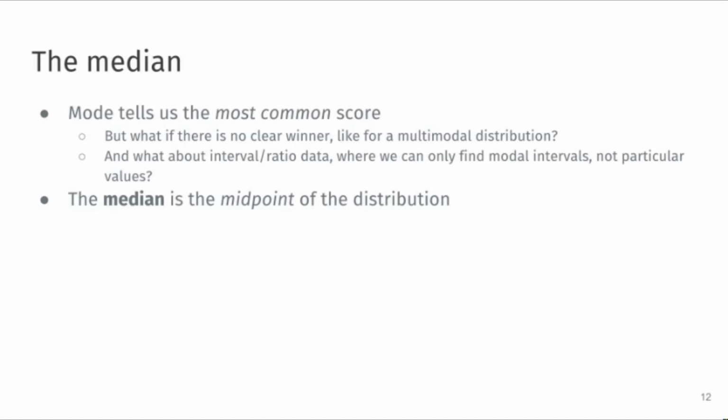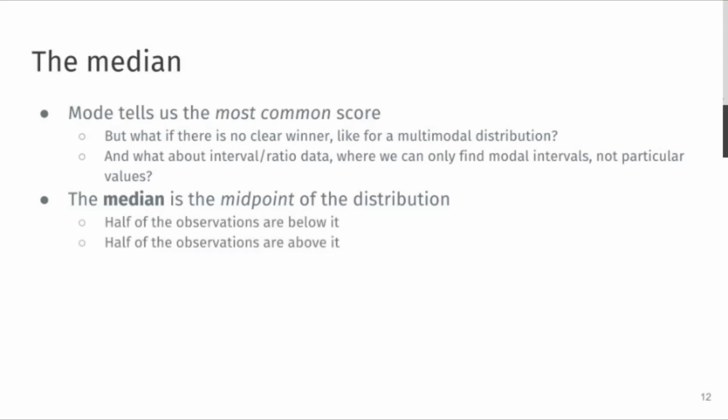What the median tells us is the midpoint of the distribution. Specifically, half of the observations are below the median, half of the observations are above the median. As I described last time, that means that the median value is equivalent to the 50th percentile. So it's the thing that divides the distribution into two equal halves. That's how the median is conceived.